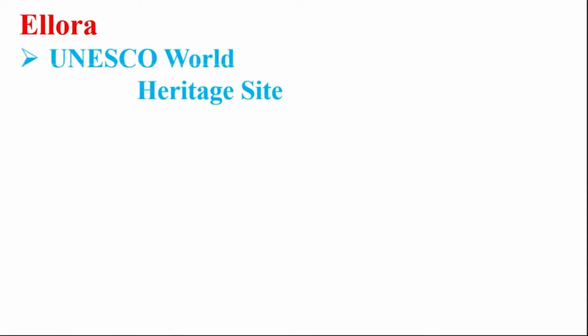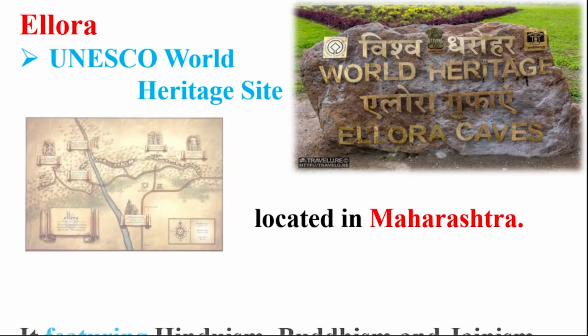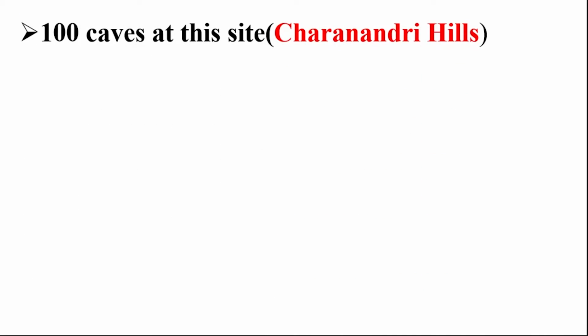First one is Ellora Caves. It is one of the largest rock-cut Hindu temple cave complexes in the world, and it is also one of the UNESCO World Heritage Sites in India. It is located in the state of Maharashtra. It features Hinduism, Jainism and Buddhist monuments with artwork dating from 600 to 1000 CE. There are over 100 caves at this site in the Chandri Hills. Out of 100, only 34 caves are open to the public.